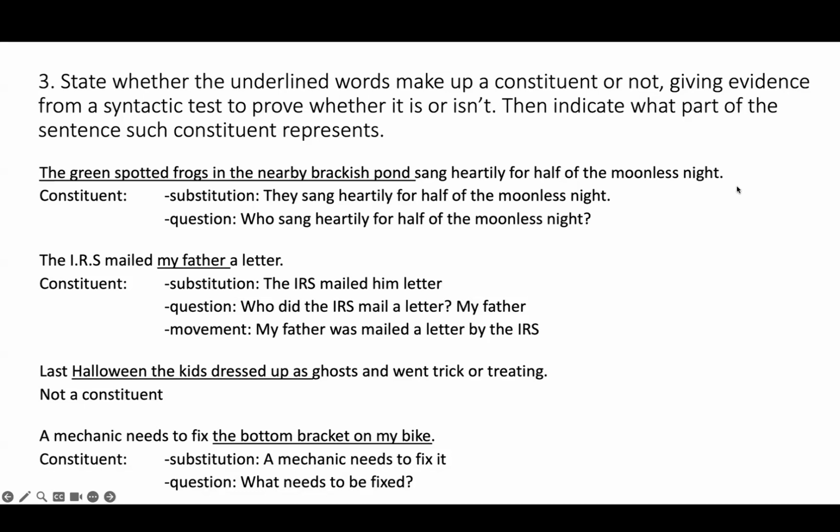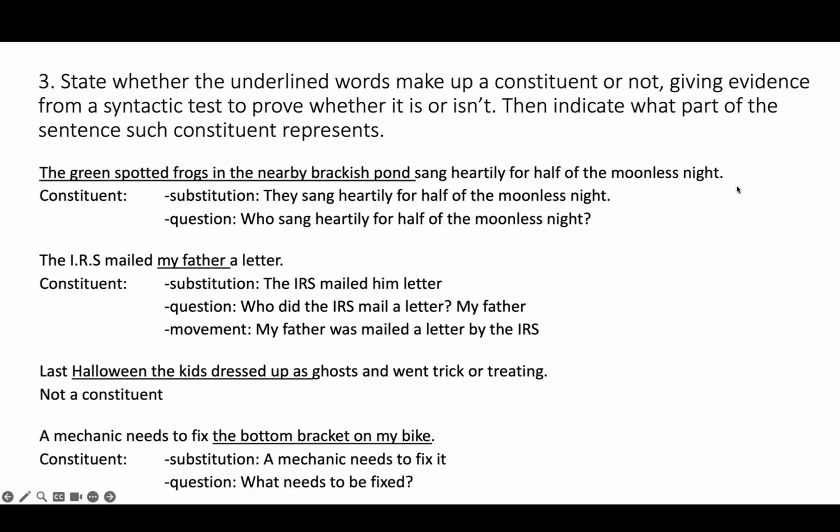And the third sentence, right? We did an initial test. You can see them there. In this case, the question also worked, and also movement works. And as you can see, therefore we can determine that my father, in the sentence, the IRS mailed my father a letter, is indeed a constituent.